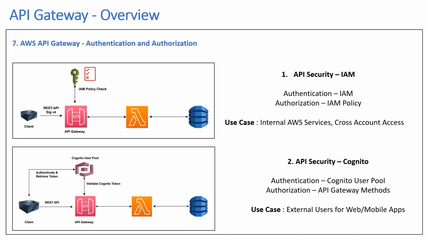If the request is coming from the same AWS account, then you can just use the IAM role and attached policy. But if it's a cross account access, then you have to additionally use a resource policy within the AWS API Gateway. So let's take a look.